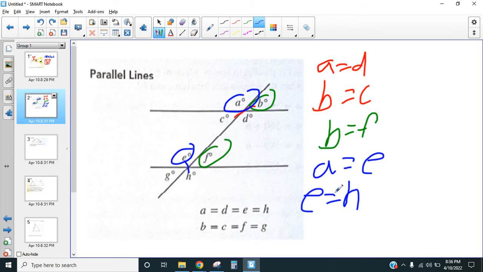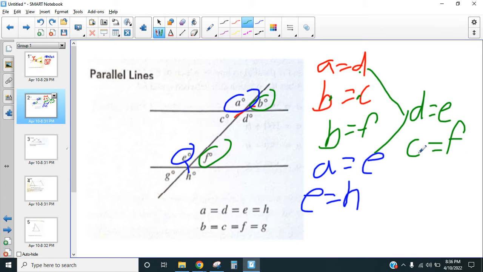So if I'm doing that, I could kind of make a little train here. A is equal to D, but A is also equal to E. So I could say from here and here that D is equal to E, right? And I could say since B is equal to C and B is equal to F, then I could say C is equal to F, right?